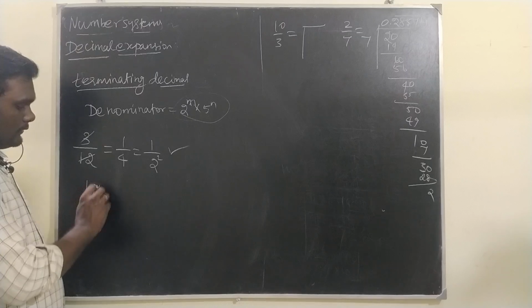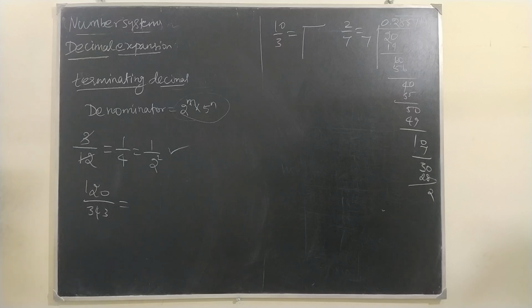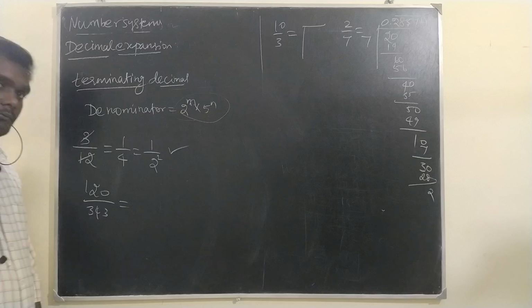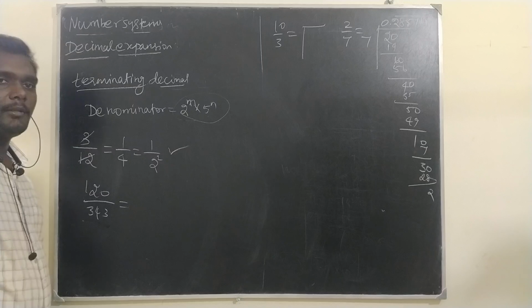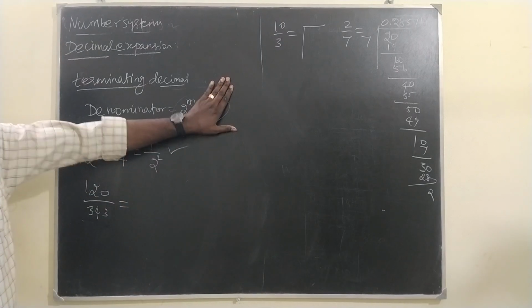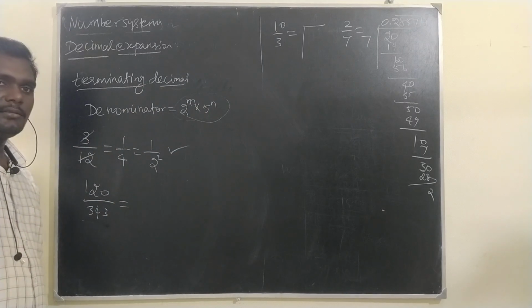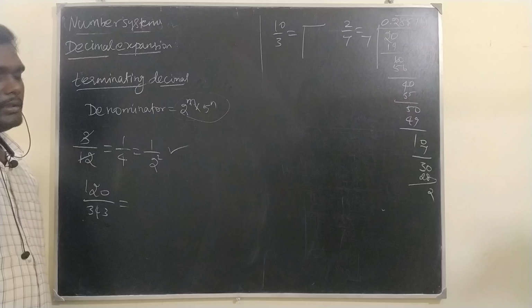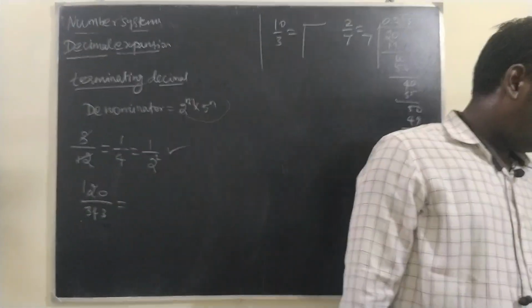Now 120 by 343. Will it be a terminating decimal or non-terminating decimal? Can you say? Why is it so? 2 power m and 5 power n. Either only 2 should be there or only 5 should be there, or else the product of these two powers should be there. Otherwise, we will have only non-terminating decimals. Got it? So that is the thing about this conversion.